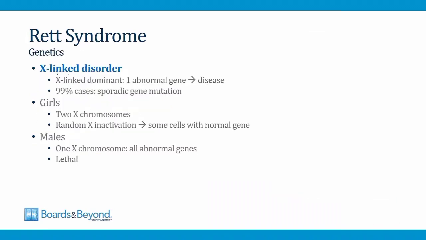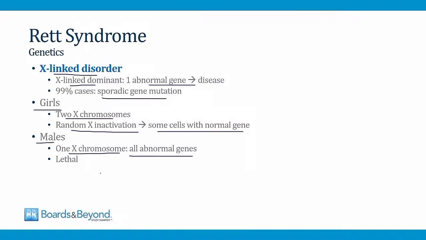Rett syndrome is an X-linked disorder. It's X-linked dominant, so one abnormal gene leads to disease. And 99% of cases are caused by a sporadic gene mutation. The reason it occurs in girls is because girls have two X chromosomes, and due to random X inactivation, they have some cells in their body with a normal gene, and this allows them to survive. Males have only one X chromosome, so if they have an abnormal gene, they will have all abnormal genes in all the cells of their body, and this is lethal, and so males will not survive to develop Rett syndrome.